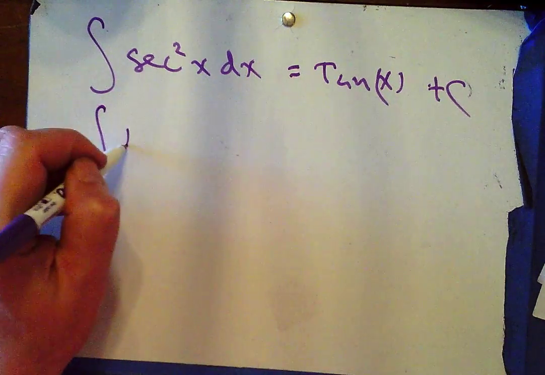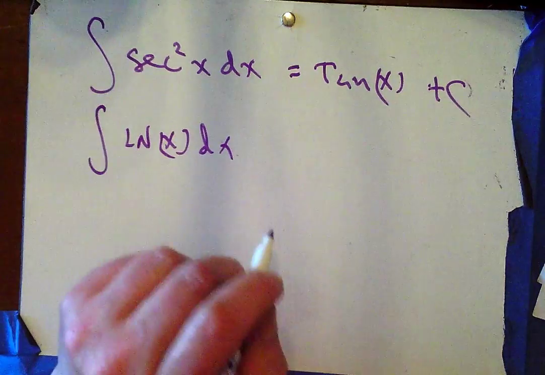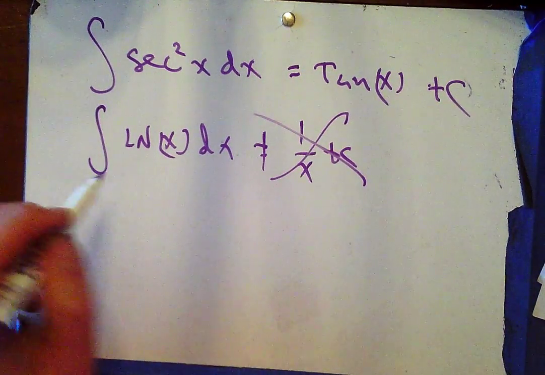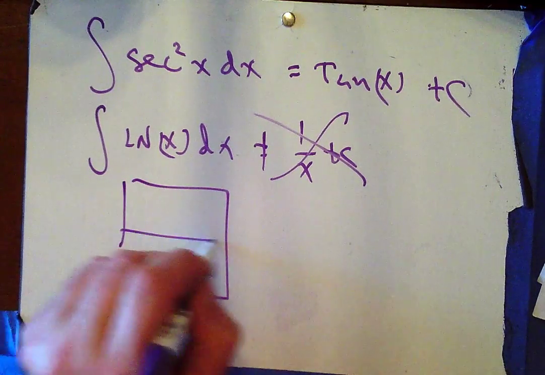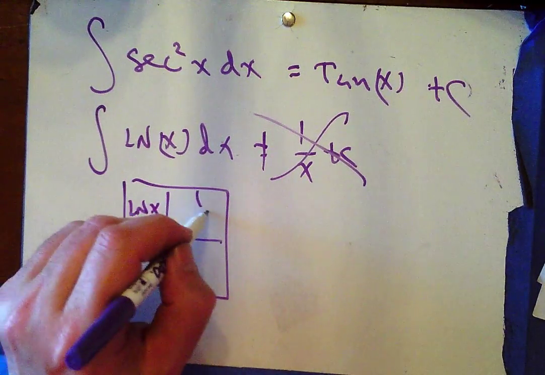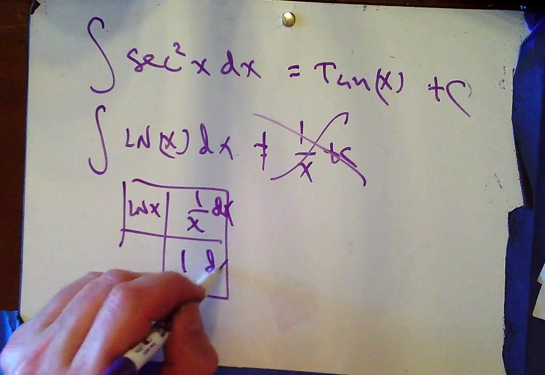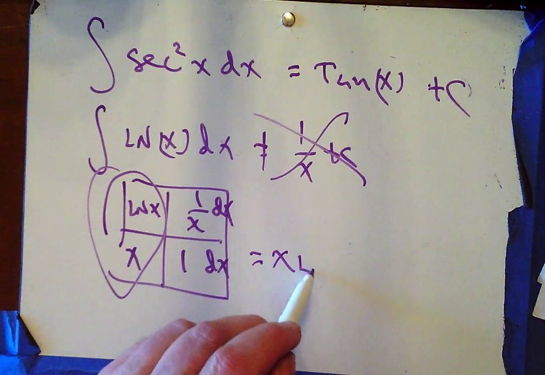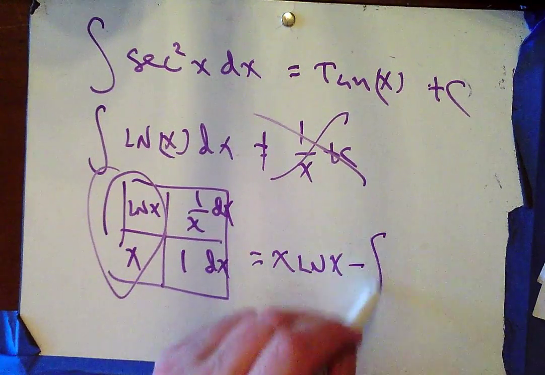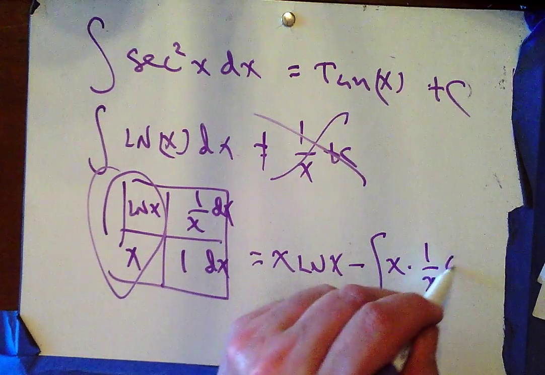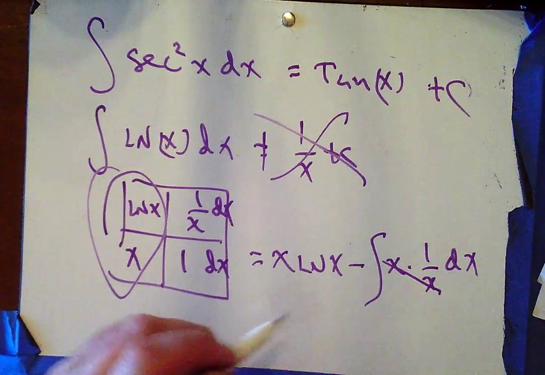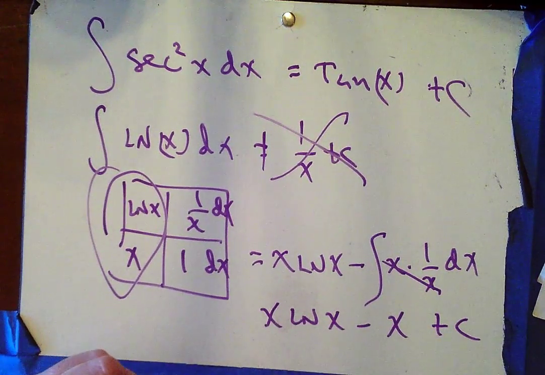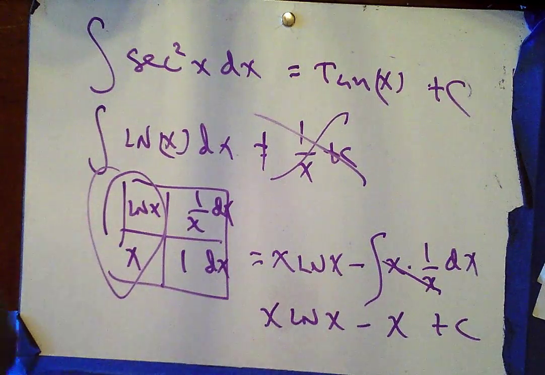What do I do about this one? Integral of ln of x dx? No, it's not equal to 1 over x plus c. That's bad. Instead, use by parts. ln of x, 1 over x dx. 1 dx, x. So when I use our by parts recipe, I get x ln of x minus the integral of x times 1 over x dx. Well, that's the integral of 1. So we've got x ln of x minus x plus c as the antiderivative of ln of x.